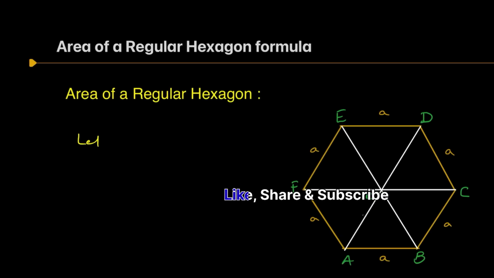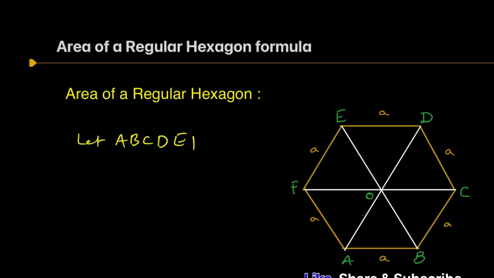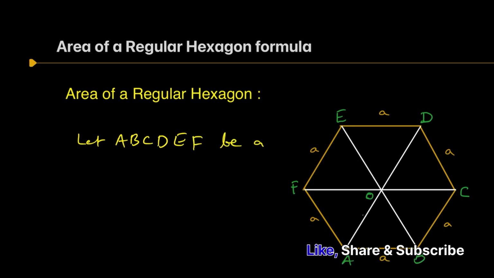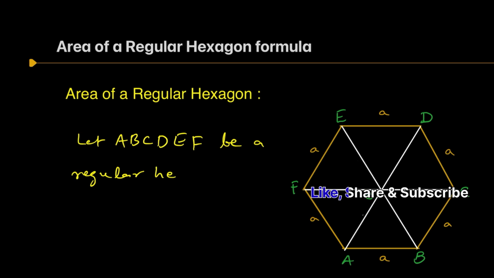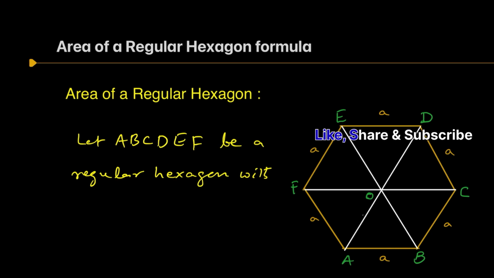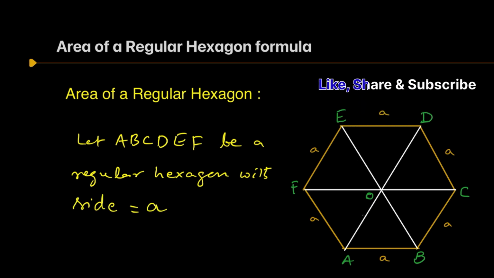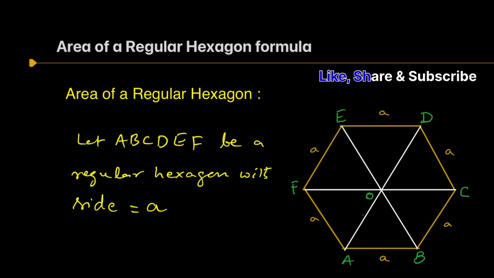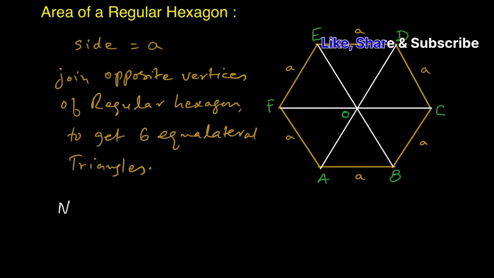A, B, C, D, E, F. Consider a regular hexagon with each side equal to a. Now, join the opposite vertices to get 6 equilateral triangles.